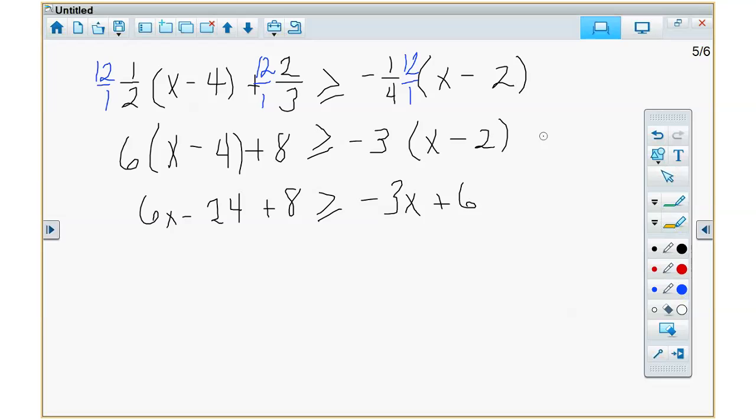Combine like terms, 6x. You owe $24, you have 8. So you give the person the $8, you still owe them what? 16. Negative 3x plus 6.